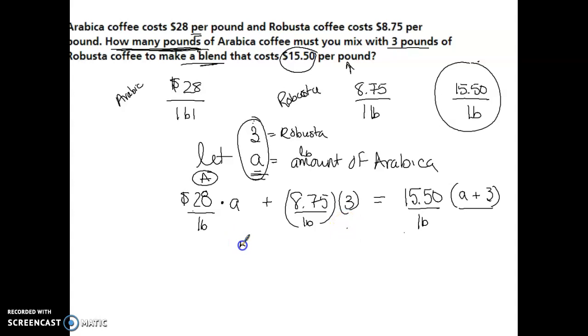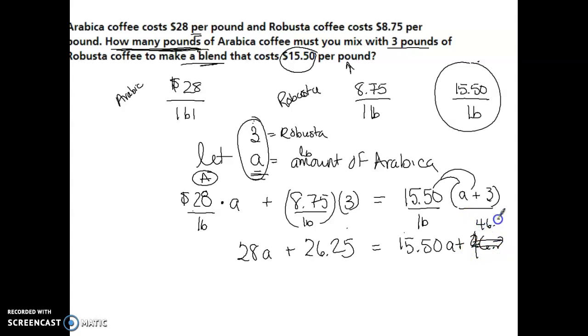So here's your equation. You have $28 times the Arabic coffee, plus the $26.25 that it's going to cost you for the Robusta coffee. You needed that to equal $15.50 times A plus 3, which is $46.50. There you go. When I multiplied 15.50 by 3.